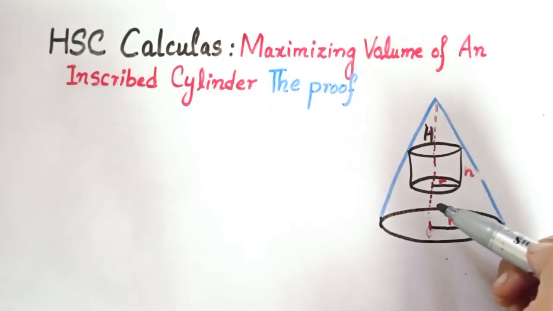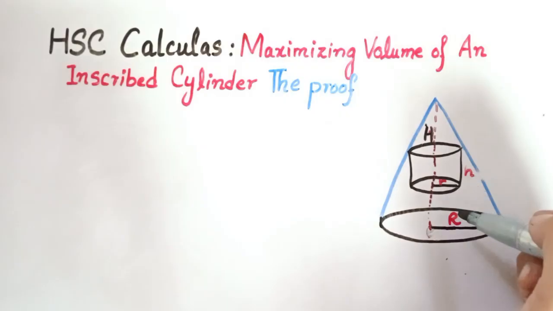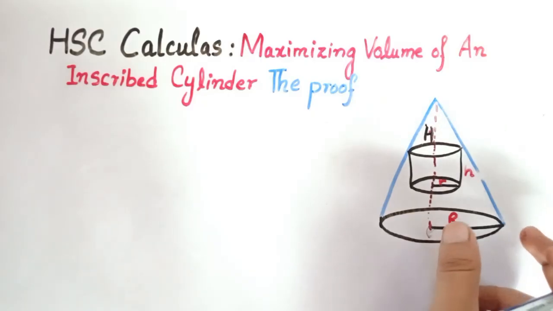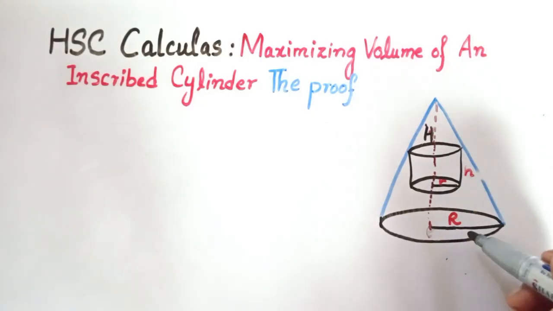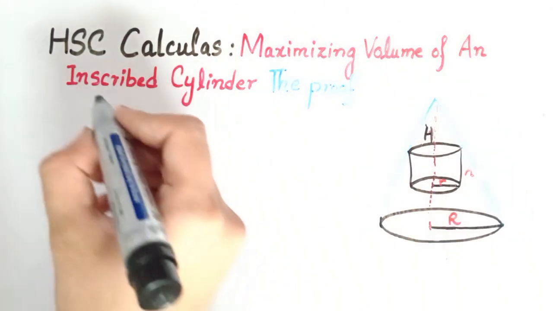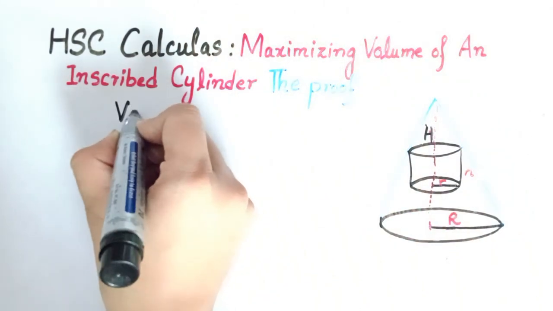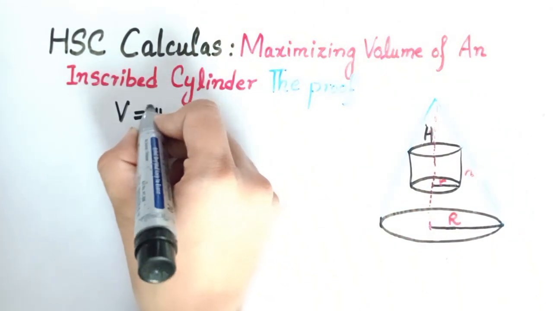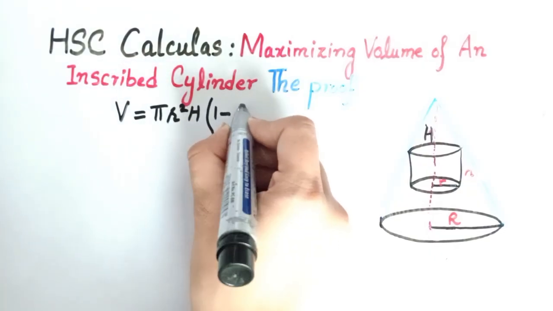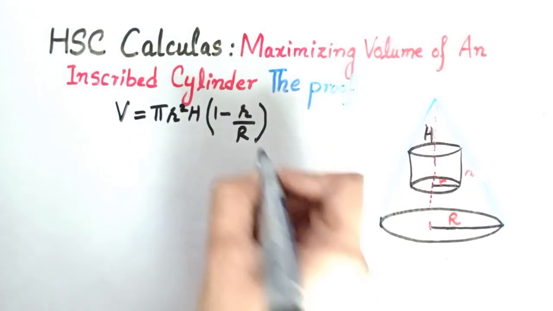The question asks us to prove that the volume of this cylinder is maximized when its radius is exactly 2/3 of the cone radius. So you have to prove this: V equals pi r squared capital H times (1 minus small r by capital R).